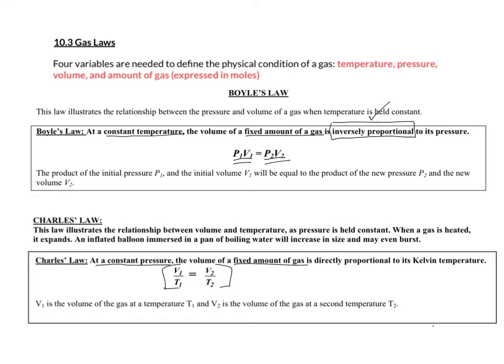One thing to note about Charles's law, or any law that involves temperature, your temperature must be in units of Kelvin, not in Celsius. So if you are given a temperature in degrees Celsius, we know how to handle that. We take our temperature in degrees Celsius and we add 273 to it to get to Kelvin.